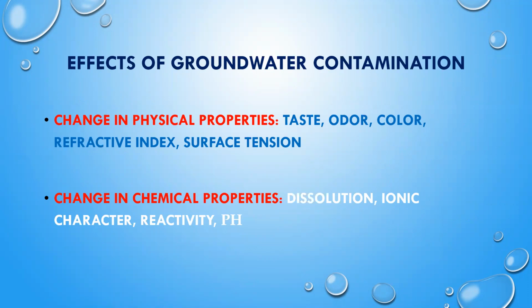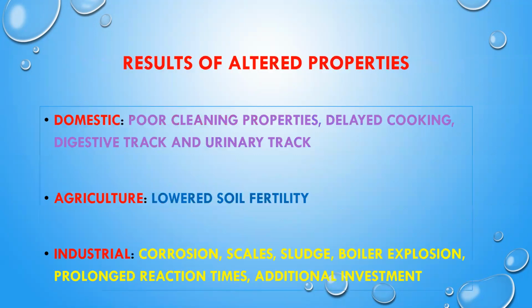And acid rain is also majorly responsible for the loss of vegetation. Similarly, the change in physical properties like taste, odor, color, refractive index, and surface tension is also responsible for the limited applications or utility of this most familiar natural commodity, the water. When such contaminated water is used at three different levels, like domestic applications, agricultural applications, and industrial applications, a variety of problems arise due to this contamination.